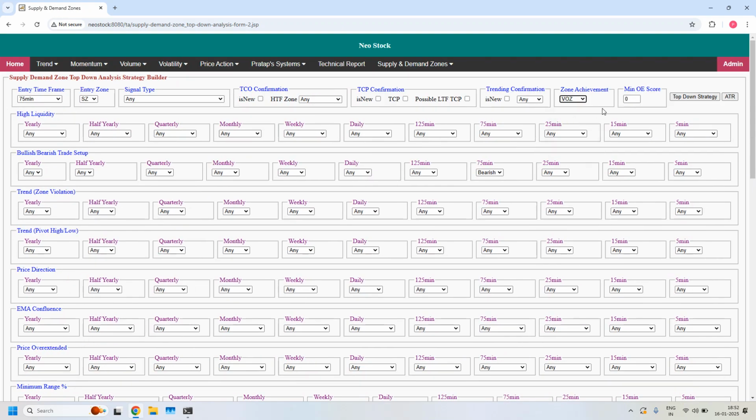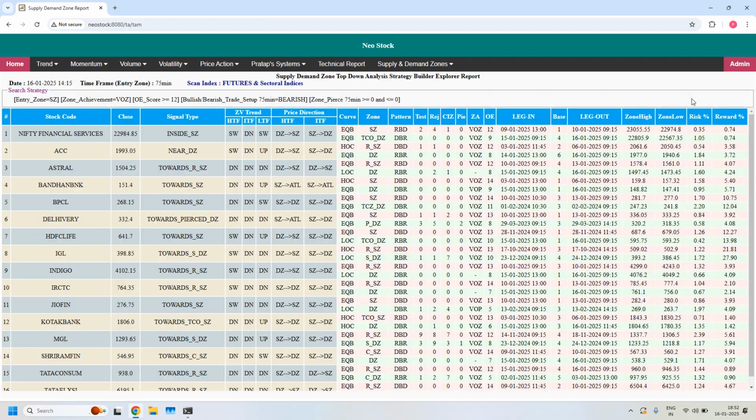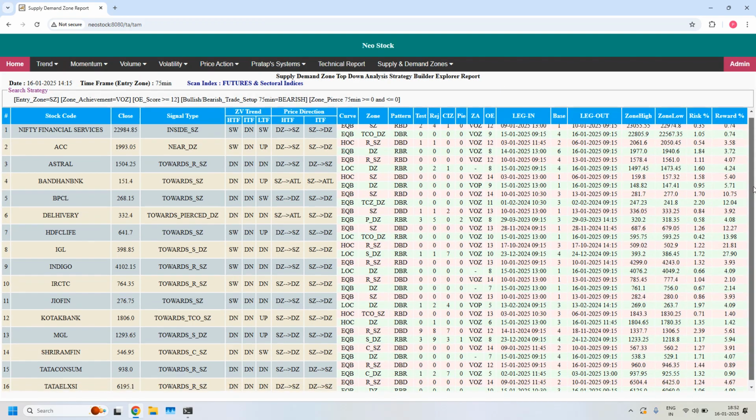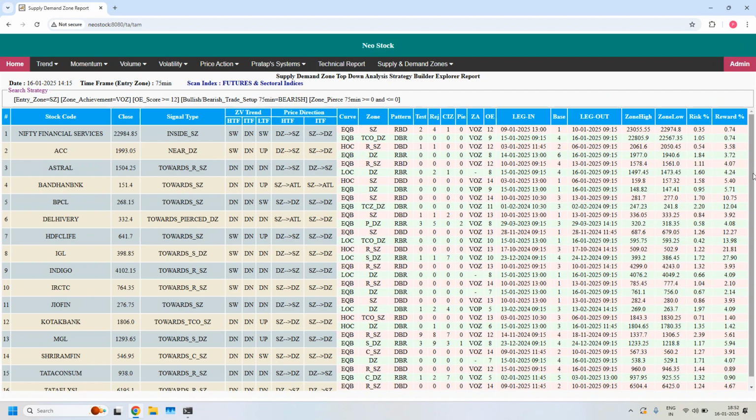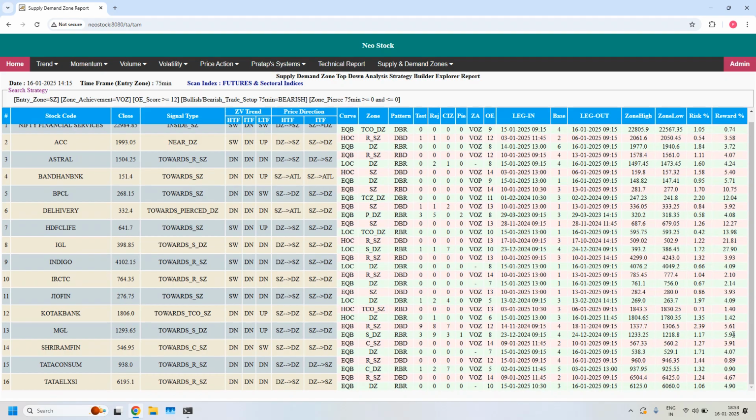Zone achievement violated opposing zone, minimum odd enhancer score 12. All 3 filters are applied to 75 minute supply zone. Now we got 16 stocks, and you are seeing first 15 stocks in the list. I am scrolling the list down. So total 16 stocks are filtered. Out of 16, some of the 75 minute supply zones are high liquidity zones. That way they added high probability for the zone.